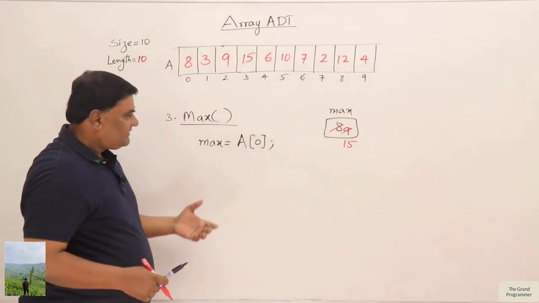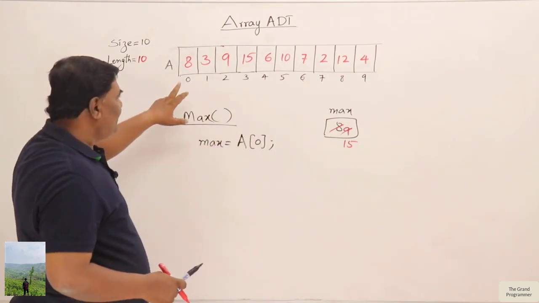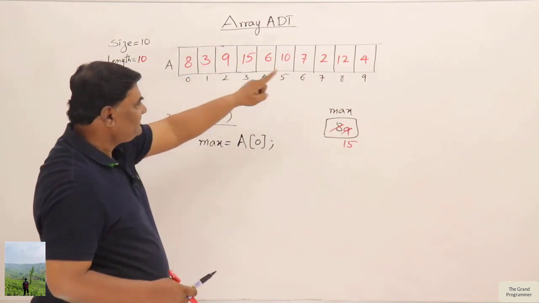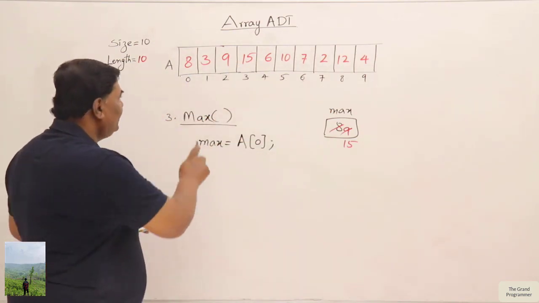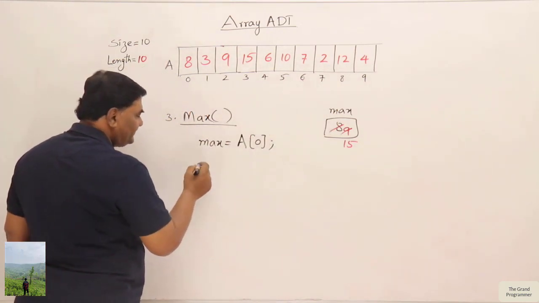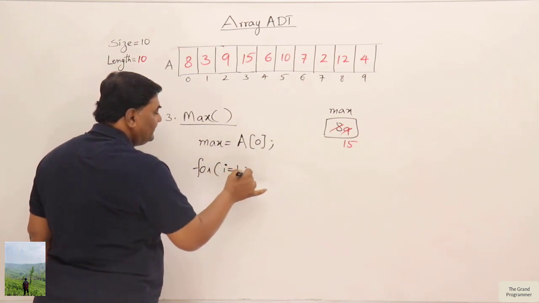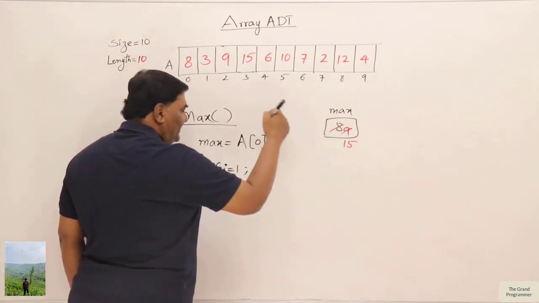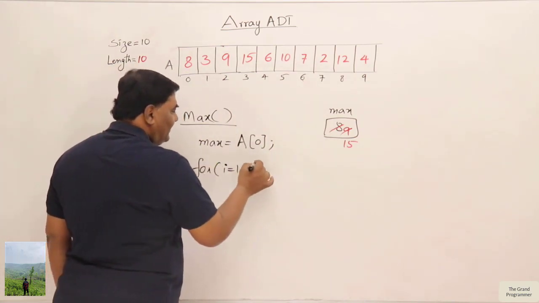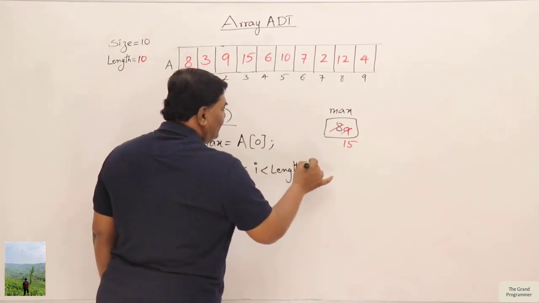Now the same thing I will write as code which will find the maximum. I have to traverse from the first element onwards till the last element. I can scan through all these elements by using a loop. So for i assigned from 1 onwards, because the 0th element we have already taken in max, while i is less than length, i plus plus.